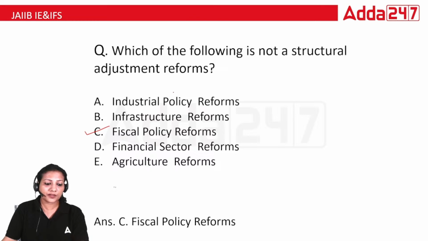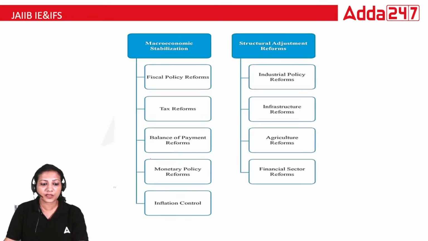structural adjustment reforms. Rest of them are part of structural adjustment reform, including agricultural reforms. Fiscal policy reforms will come under macroeconomic stabilization. So under macroeconomic stabilization come fiscal policy reforms, tax reforms, balance of payment reforms, monetary policy reforms, and inflation control. Under structural adjustment reforms come industrial policy reforms, infrastructure reforms, agriculture reforms, and financial sector reforms.